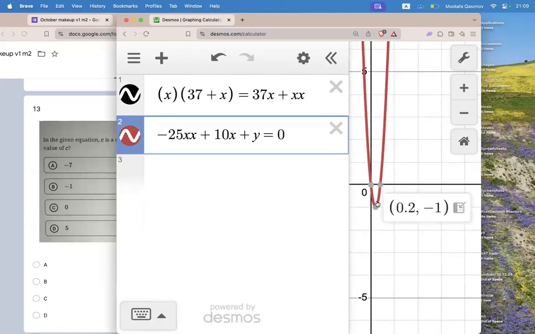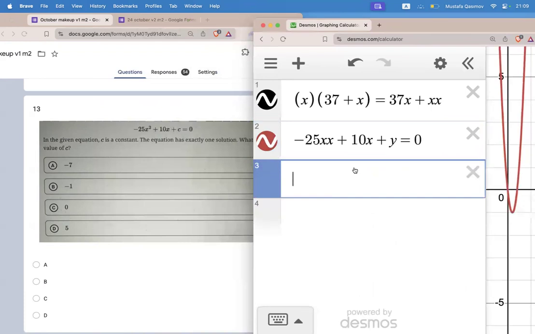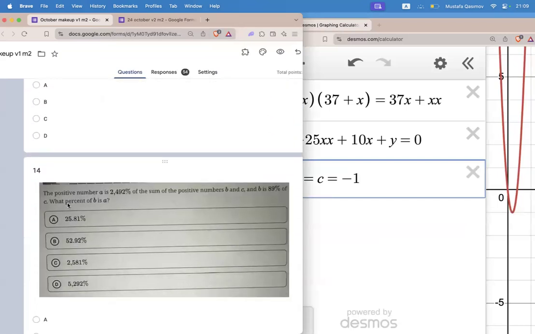Okay, it means that when C or y is equal to negative 1, it means there's one solution. Let's write it here. Y is equal to C and it is equal to negative 1. Here we have one solution. And when C is greater than negative 1, there are two solutions. When C is less than negative 1, there is no solution. So answer will be negative 1, B.